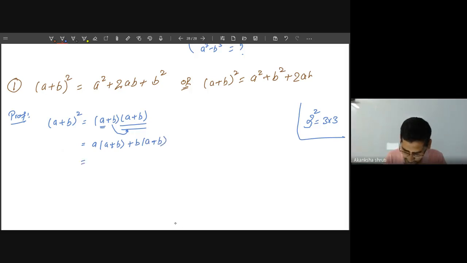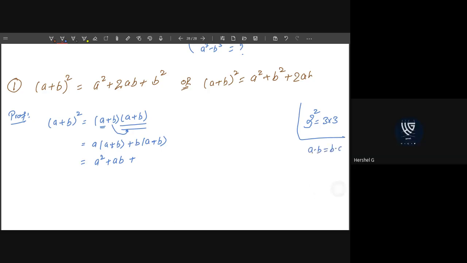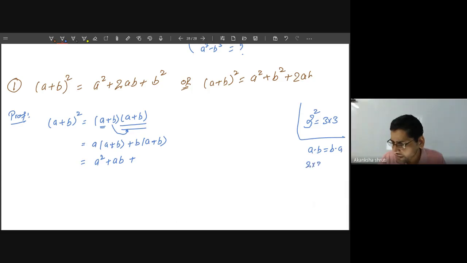Students, just go for multiplying. a into a becomes a square. a into b, applying the distributive property for the first bracket, becomes ab. Similarly, for the second bracket, b into a gives ba. b into a or a into b is the same thing, because 2 into 3 is the same as 3 into 2. So I may write this as b into a or a into b, that doesn't matter.